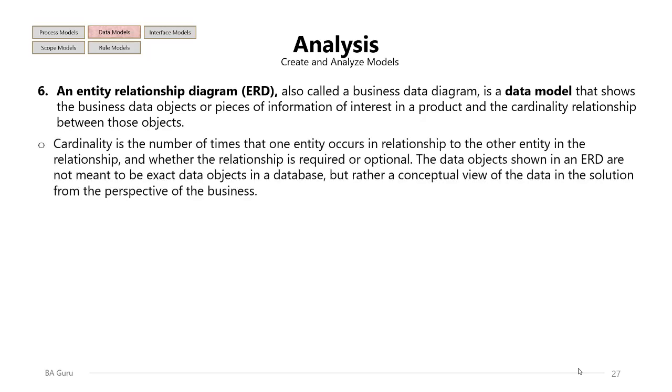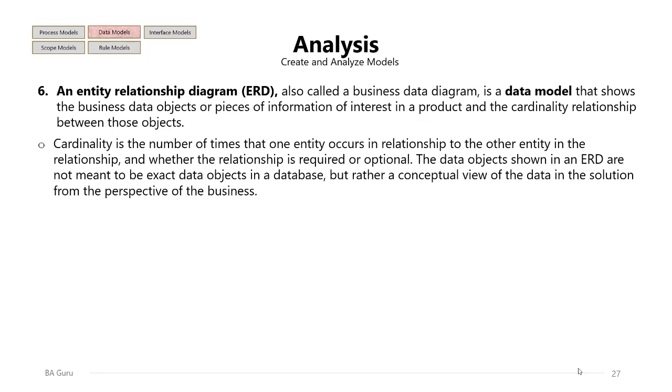Now, cardinality is defined as the number of times that one entity occurs in relationship to another entity and the relationship itself, and whether the relationship is required or optional. So when you are creating an entity relationship diagram, the cardinality relationship between 2 objects shown on the model is the number of times that one entity occurs in a relationship to another entity in the same relationship, and whether this type of relationship is required or it's only optional.